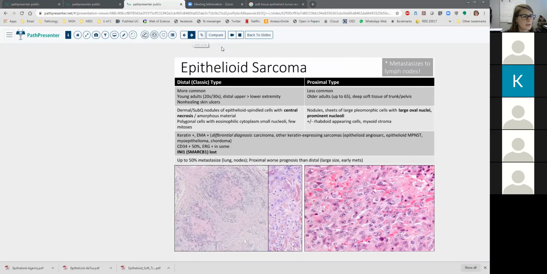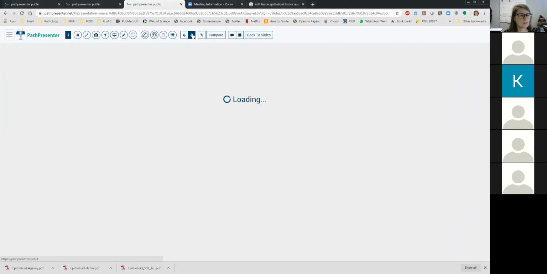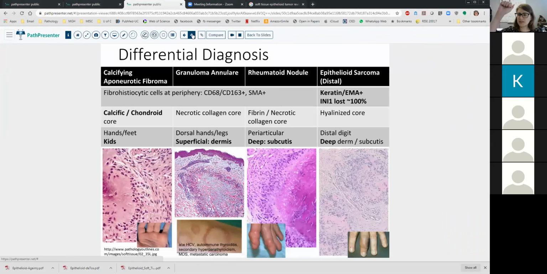What I want you to think about is the differential diagnosis of those granuloma-like lesions on the wrists and distal extremities. So it's very easy immunohistochemically to parse out epithelioid sarcoma from all of the other benign things. So your keratin and or EMA and your INI1 will define epithelioid sarcoma on the digits, hands, wrists, etc.